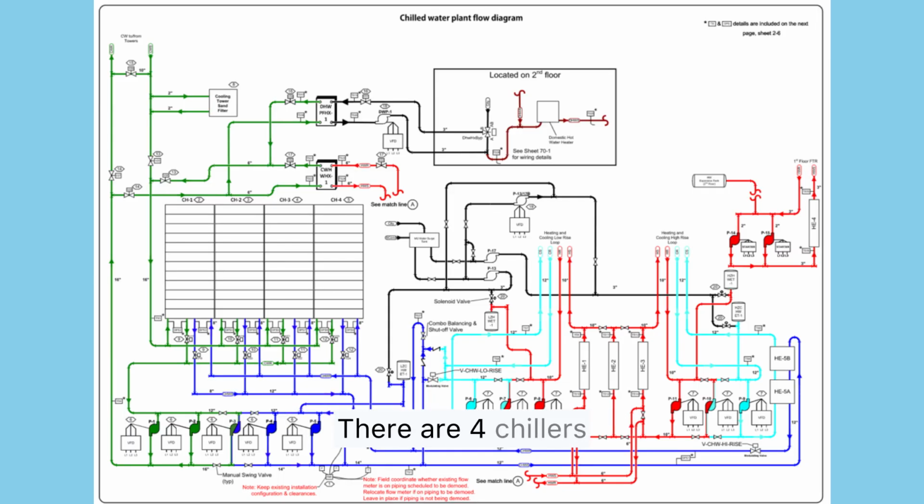There are 4 chiller banks, CH1 to CH4, connected in parallel. Each produces chilled water that flows to the building load loop. Primary CHW pumps P4 and P5 circulate water from the chillers to the distribution loop.